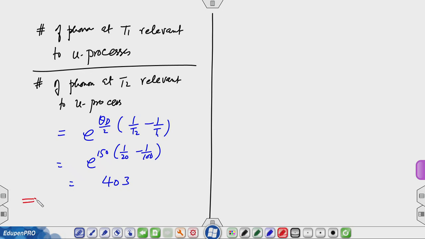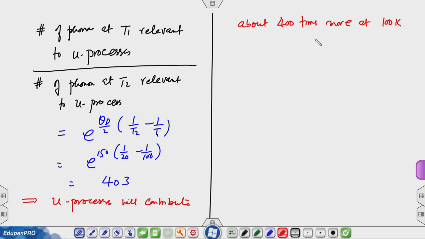So, this implies U processes will contribute about 400 times more at 100 K than at 20 K when theta d is given to be 300. So, this kind of gives you a feeling. You see, in most of these problems, I am using words like estimate, roughly what is the value, because we are using all these qualitative arguments. So, we are saying it is about 400 times, it could be 450, it could be 500, but that is the kind of order that one is talking about.